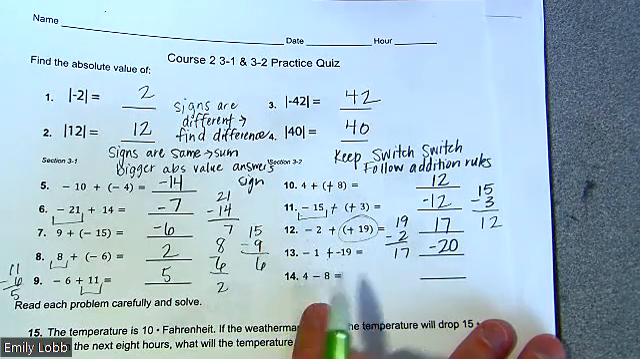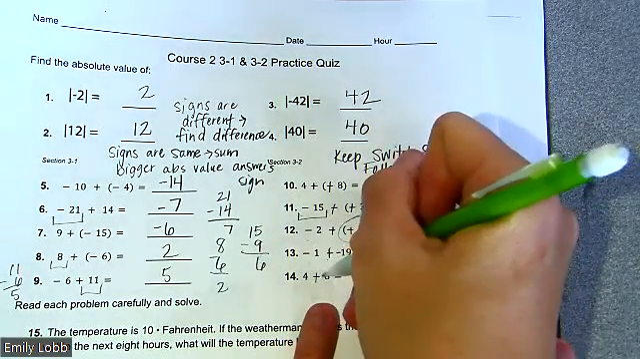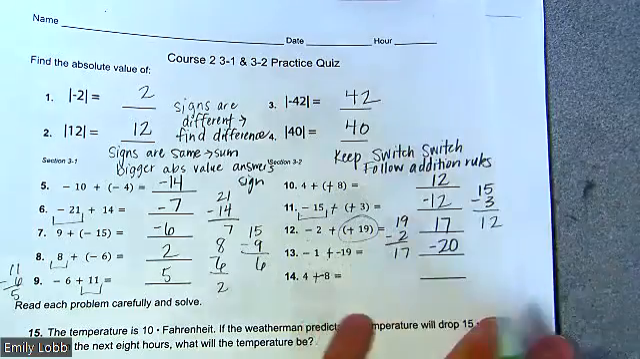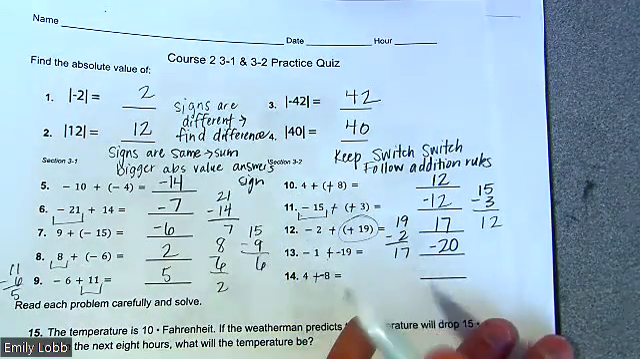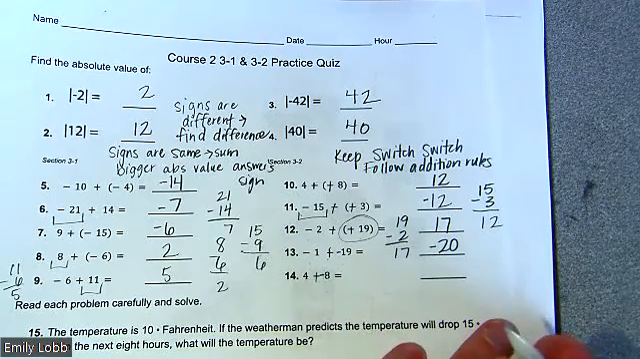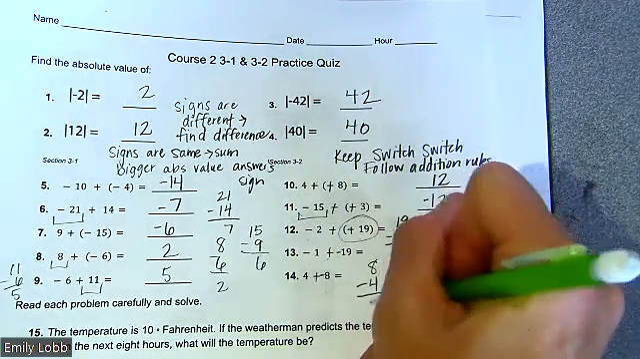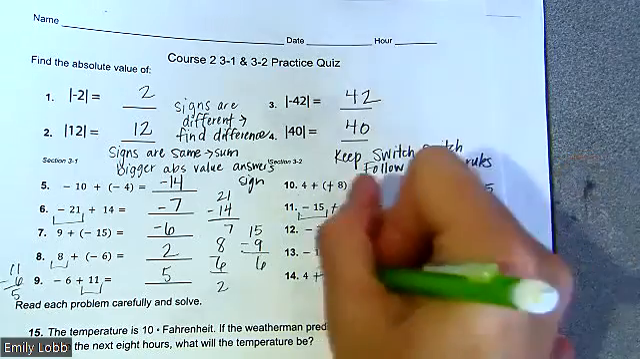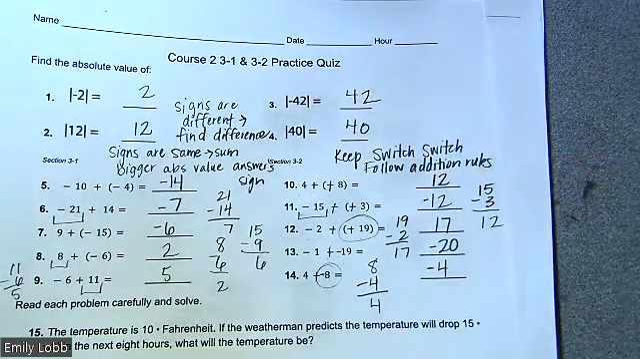Now this one, keep, switch, switch. We change it to an addition problem, we're really adding a negative, so our signs are different. So we're saying 8 minus 4, because that's our difference, is -4, and it's going to be negative. Good. Okay. This is the bulk of what you were learning about these two sections. So this is the most important part.